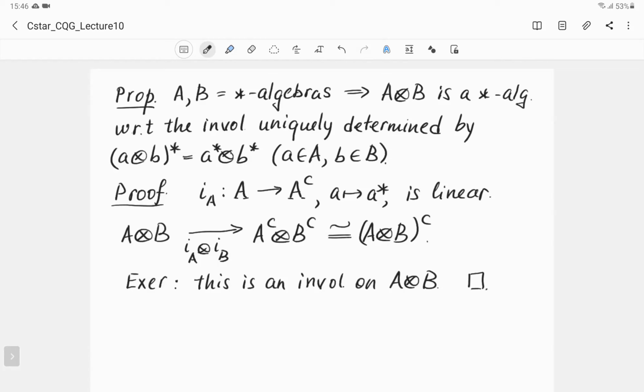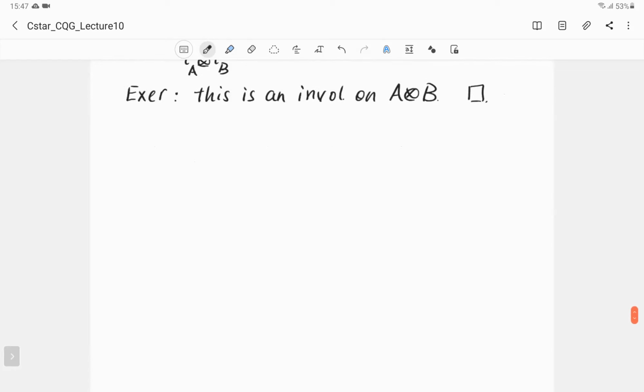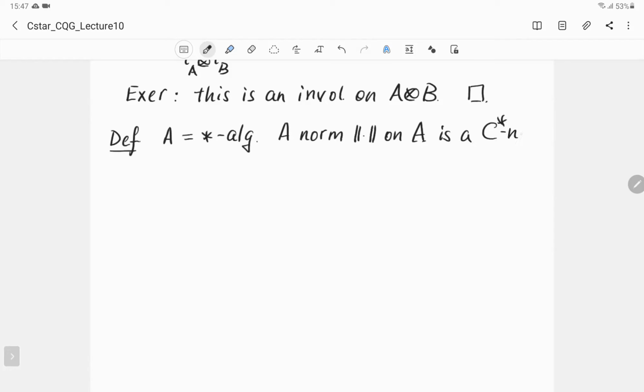Our next goal will be to construct a C-star norm on the tensor product. So as I said before, this is not trivial, but possible. First of all, let me say a few words about C-star norms. So we give the following definition. Suppose that A is a star algebra, and suppose that we have a norm on A. We say that this norm is a C-star norm if it satisfies the following axioms.